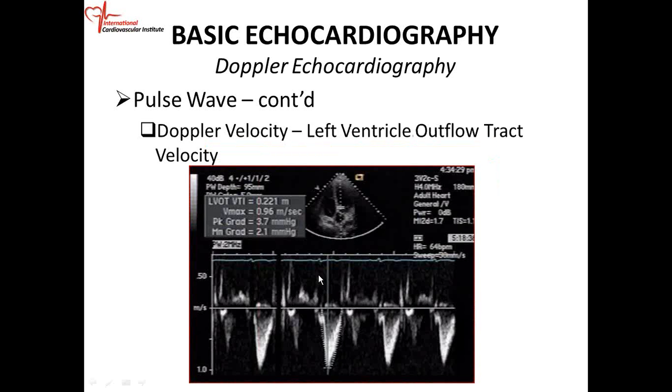Okay, left ventricular outflow tract. For the chamber view, this is the sample volume. Your transducer is right here. The flow is from the left ventricle across the left ventricular outflow tract into the aorta. It's moving away from the transducer, hence it's below the baseline.